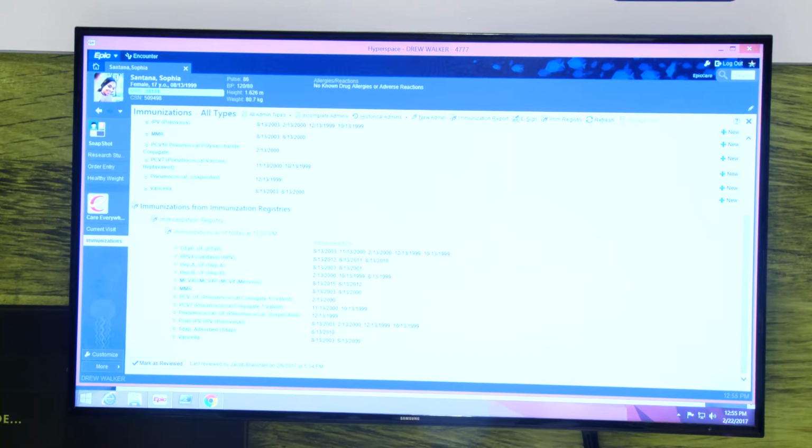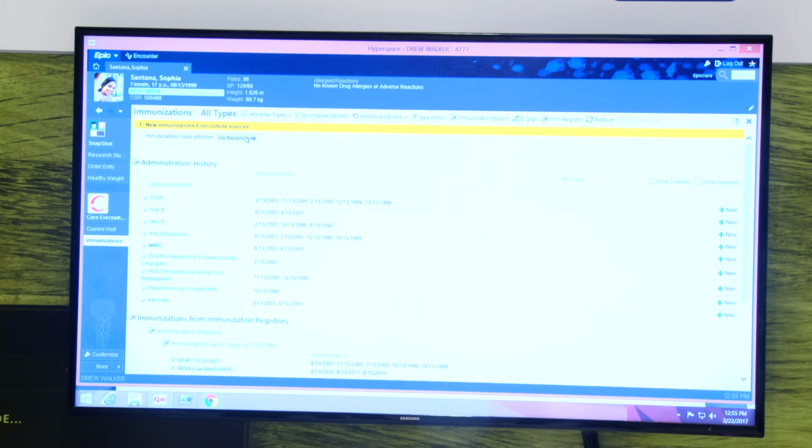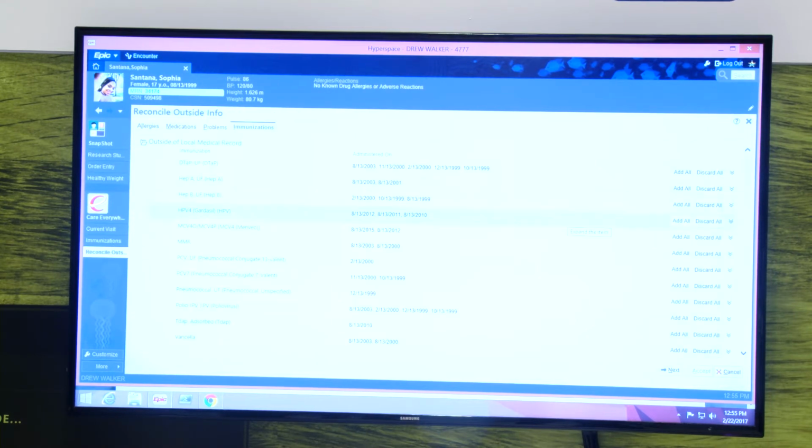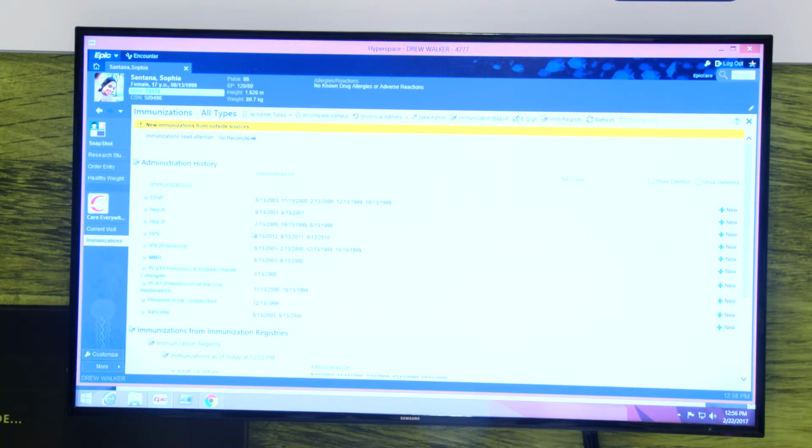So the provider is able to actually reconcile this data directly into the chart with just a handful of clicks. So on this reconciliation screen, we can see the HPV, and for the sake of time, I'm just going to focus on this one. By clicking Add All, I can actually add these immunizations. Now, they are now part of her permanent medical record.